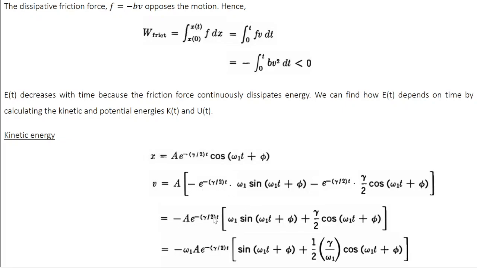So minus A e to the power minus gamma by 2 t into omega 1 sine(omega 1 t plus phi) plus gamma by 2 cos(omega 1 t plus phi). We can also take omega 1 outside, even though this is not a common factor. If you take it outside, we can have a familiar factor inside the bracket. So I take omega 1 outside: minus omega 1 A e to the power minus gamma by 2 t into sine(omega 1 t plus phi) plus half gamma by omega 1 cos(omega 1 t plus phi). So this term, gamma by omega 1, is a familiar factor, right?